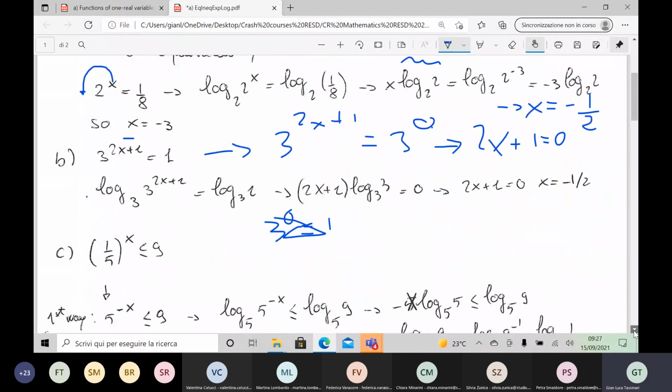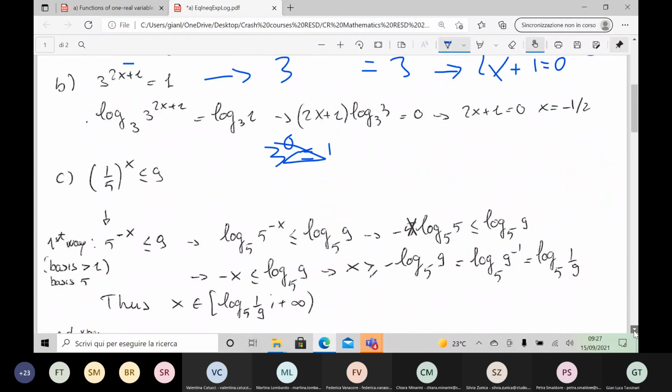Okay, guys? Suppose, guys, you have now an inequality like this. This is an exponential inequality. You see, you have (1 over 5) to the power x smaller or equal than 9. Well, the principle, at least at the beginning, is the same. For example, guys, here I propose two approaches.